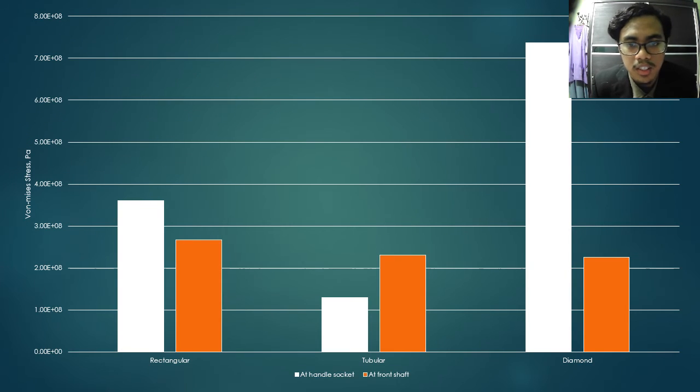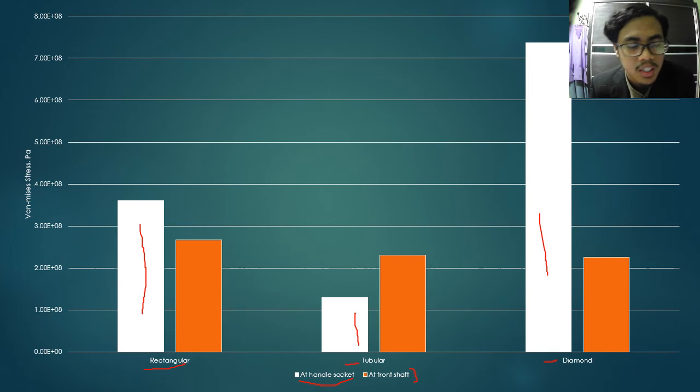Okay, this is the bar graph for the comparative maximum volumetric stress on the models. The first one is the rectangular, the second one is tubular, and the third one is the diamond model. The white one is the handle socket, and the orange one is at the front shaft of the model.